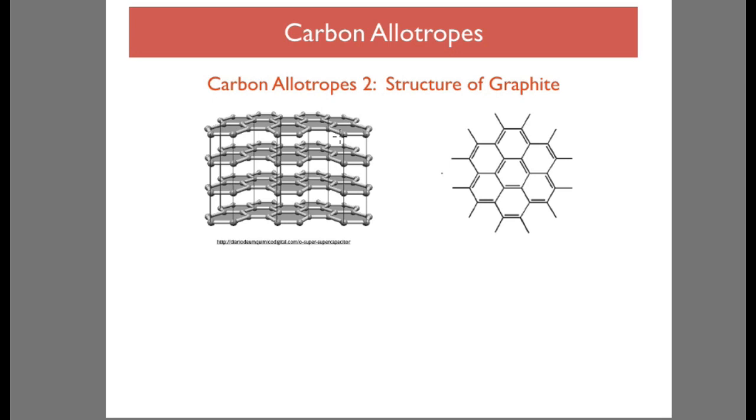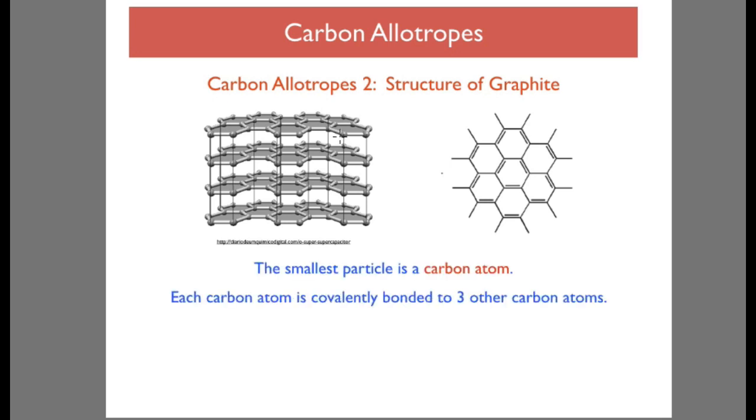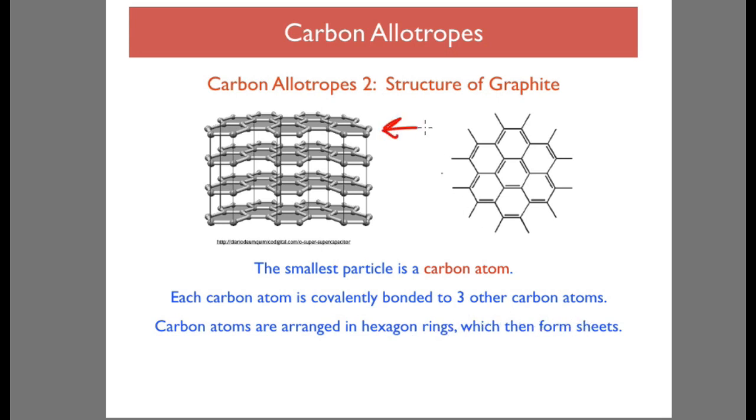Graphite, the second carbon allotrope. The smallest particle again is just a carbon atom. And each carbon is covalently bonded to 3 other carbon atoms. Carbons are arranged in hexagon rings, which then form sheets. You can see the sheets here, and they are just one on top of another. And you can see the hexagon rings here. This here is a top side view, like down there.